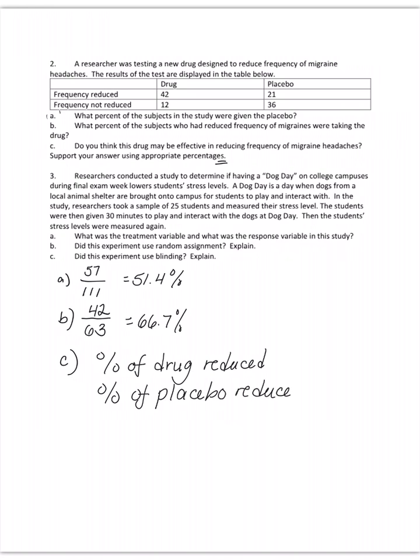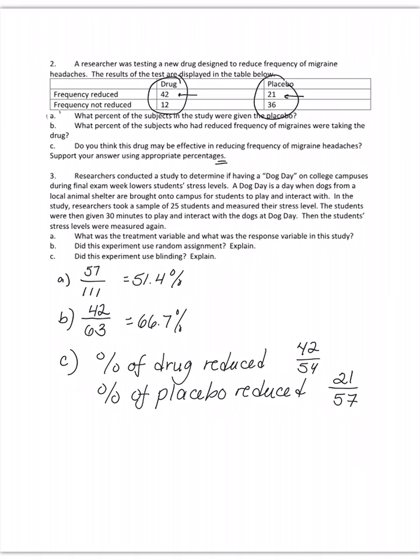And so once you do that, you're going to see which of those percentages are different. Are they the same? Which one is larger than the other? So for example, these are all the people on the drug, and these were the people that were reduced. So 42 out of 54 of the drug were reduced, and you can make that into a percentage. But we need to compare it with this group here, the placebo. So of the placebo, 21 out of 57 were reduced. And I'll let you change those to percentages yourself. And then based on the percentages, you can make a decision.